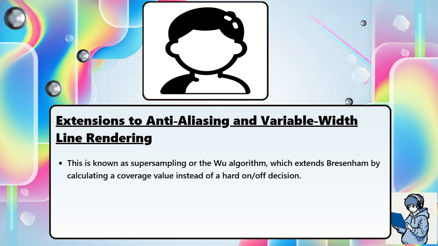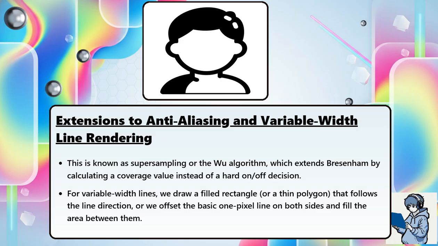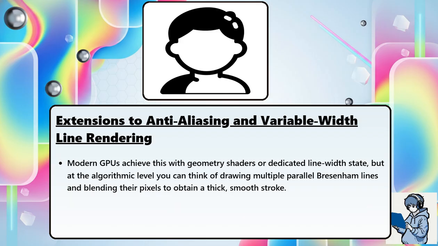For variable width lines, we draw a filled rectangle or a thin polygon that follows the line direction, or we offset the basic 1-pixel line on both sides and fill the area between them. Modern GPUs achieve this with geometry shaders or dedicated line width state. But at the algorithmic level, you can think of drawing multiple parallel Bresenham lines and blending their pixels to obtain a thick, smooth stroke.